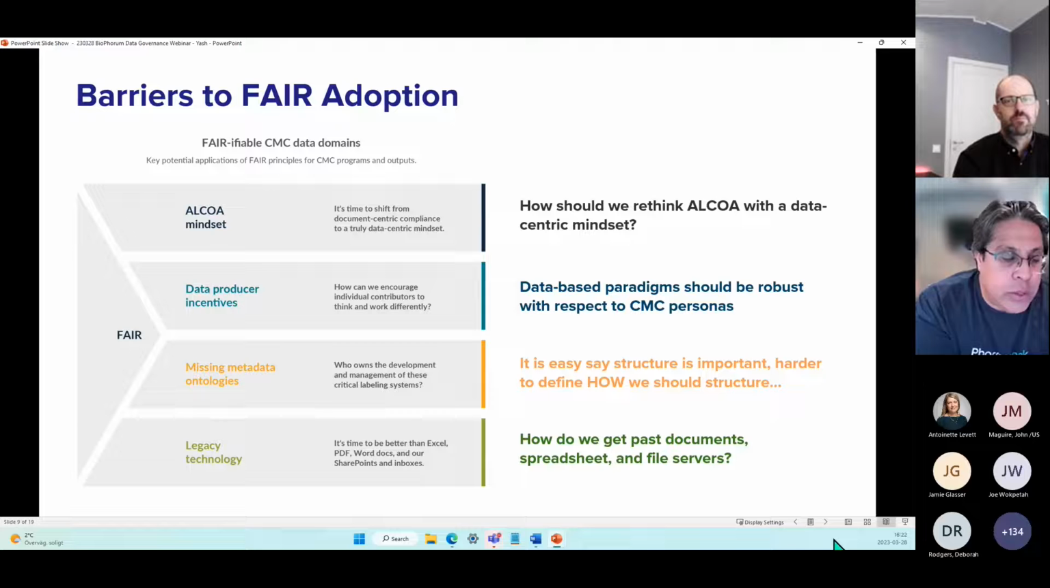And then finally, there's, of course, the legacy technology barrier, right? We are all very comfortable with our Word documents and our Excel spreadsheets and our PDFs and SharePoint files, even though they don't necessarily work very efficiently anymore. So how do we get past this paradigm of documents and spreadsheets and file servers, to really build a connected and digital data set that goes beyond just the concept of electronic information?